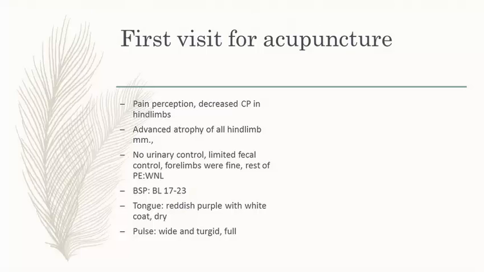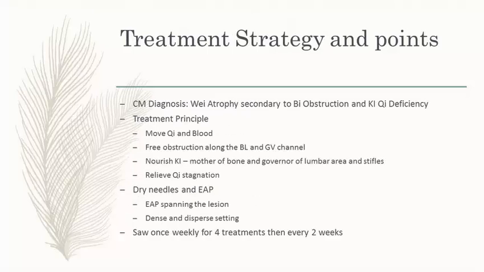So he's got a lot of signs of stagnation, but he also has signs of deficiency. We have a qi deficiency because of the atrophy in the muscles of the hind limb. We have qi deficiency because of decreased proprioception in the hind limbs, qi deficiency because of the wide pulse, but we've got stagnation with the incredible pain in the back shu points and that reddish purple tongue as well as that full pulse. So Chinese medicine diagnosis for him was Wei atrophy secondary to Bi obstruction and a kidney qi deficiency. So treatment principle for him was to move the qi and blood along the channels.